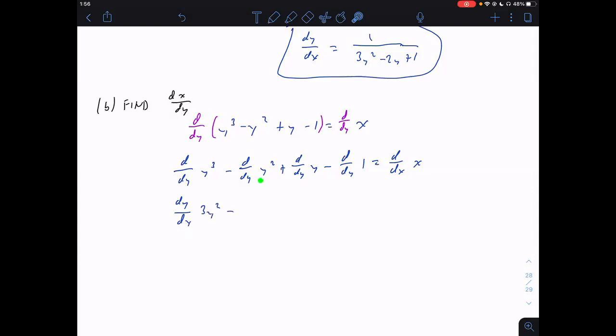Minus, here we have another y term, so our differential will be dy over dy again. And the derivative of y squared is 2y, plus one other y term. So once again, we're going to have another differential of dy over dy, and the derivative of y with respect to y is 1. Minus the derivative of a constant, which still remains 0. Equal to, but now let's look at the right-hand side. Oops, that should be a y, not an x.